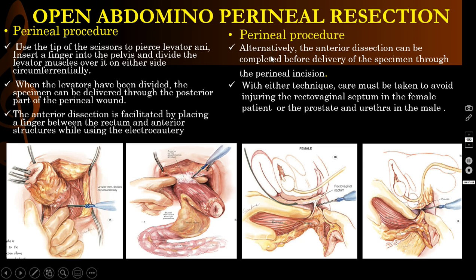Or alternatively, the anterior dissection can be completed before delivery of the specimen through the perineal incision. That also can be done like this. So without removing the specimen, you can cut these attachments first. This is in a female patient and this is in a male patient you are seeing here. With either technique, care must be taken to avoid injuring the rectovaginal septum in a female patient or the prostate and urethra in a male patient.